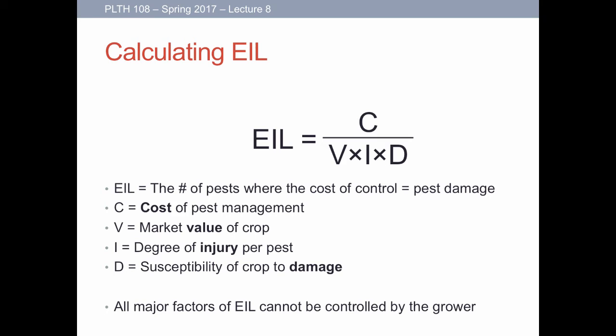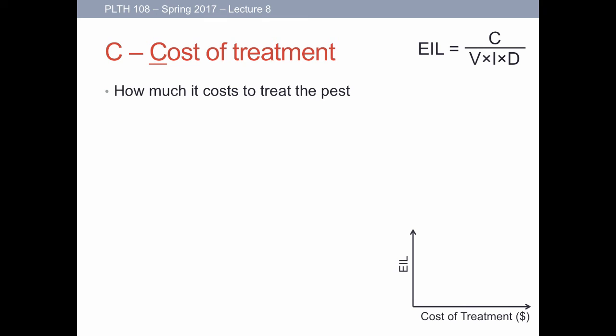So let's talk about the cost of treatment. Let's break down these parts individually. The cost of treatment is exactly what it sounds like. It is how much it costs to treat the particular pest. So how much it costs, say, per acre to spray, how much it costs you to hire somebody to go out and handpick weeds in some cases, just those sorts of ideas. And those prices can fluctuate a little bit.